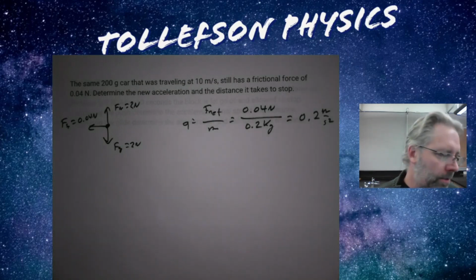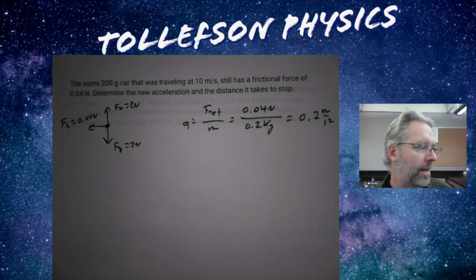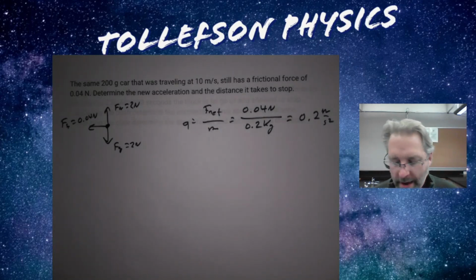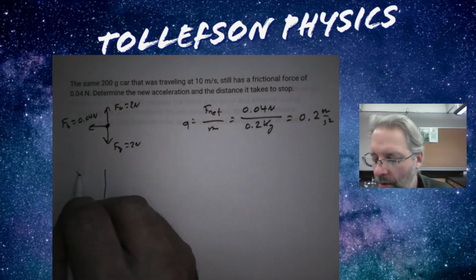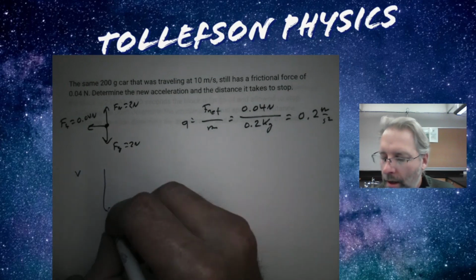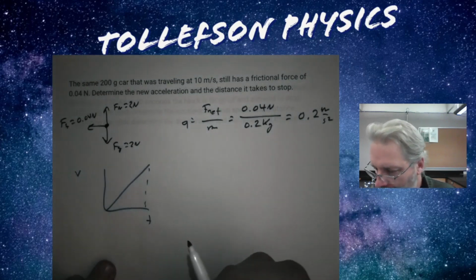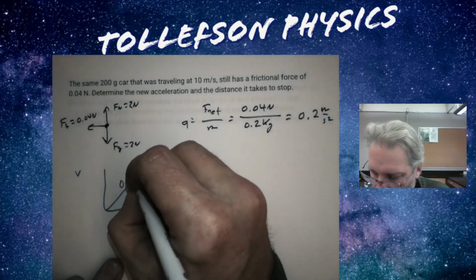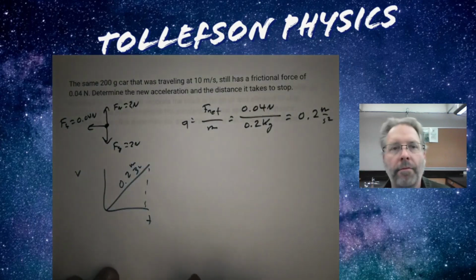All right, so 0.2. So it's actually 10 times less than it was before, because the net force is 10 times less. So it works out that way. So now let's go ahead and draw a velocity time graph, just to remind us of what we're trying to do. This time we don't know the time. We don't know the area. We know the slope.